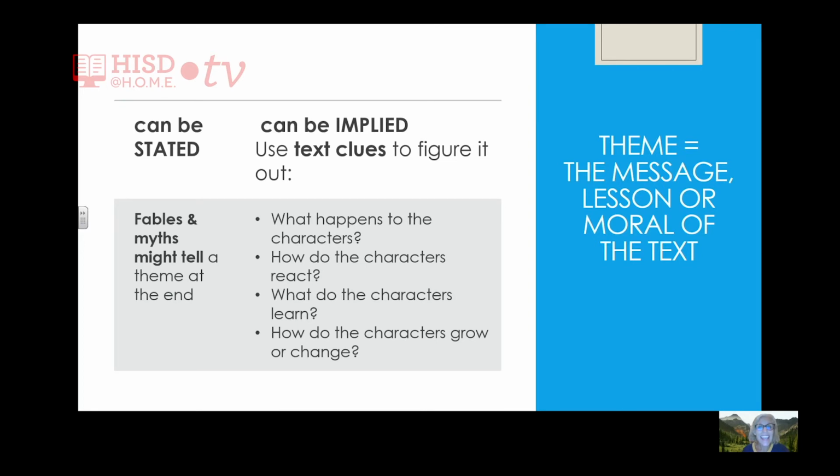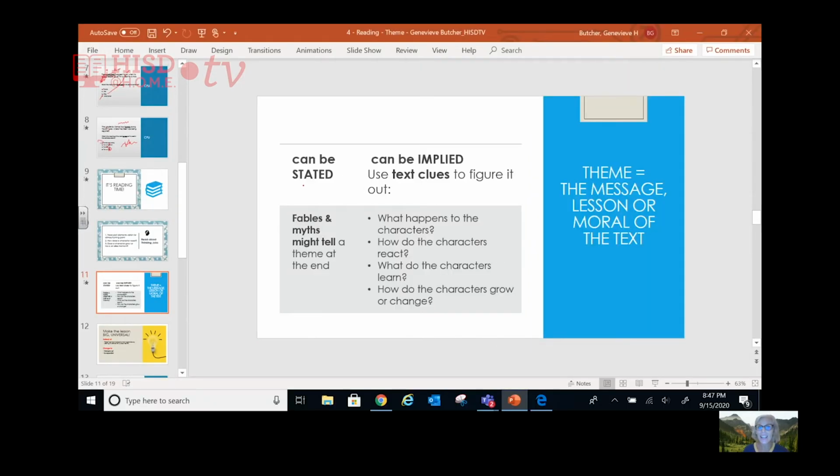And guess what? It can be stated like this. In fables and myths, they actually might tell you the theme. Or it can be implied, where it's kind of like with the context clues. You use some other clues to help figure out what the author's trying to tell you. What's the character learning? And why is it important? And is there kind of a lesson here? So it's really fun. You get to be a detective. I love being a detective. I also love puzzles, so it works.